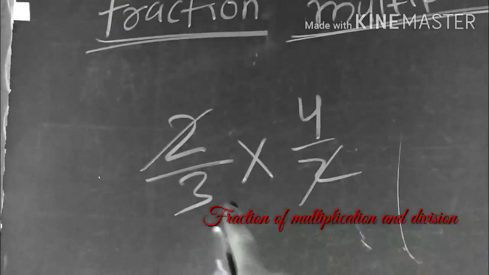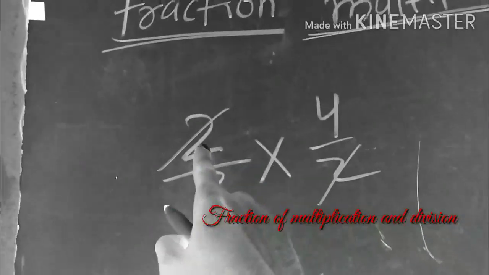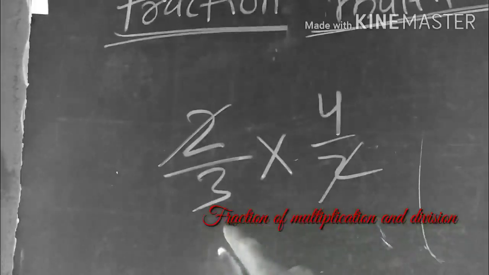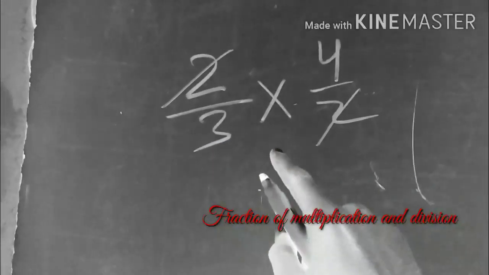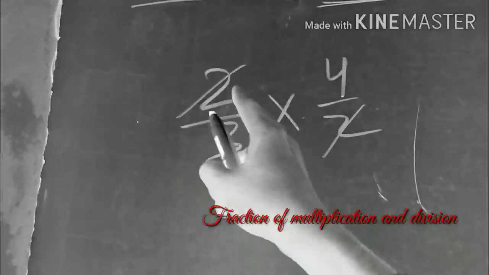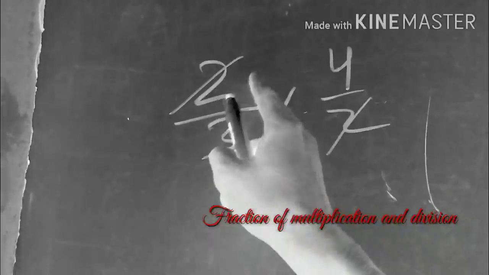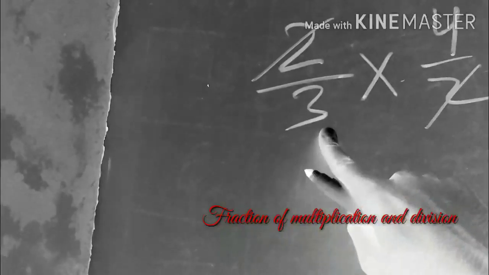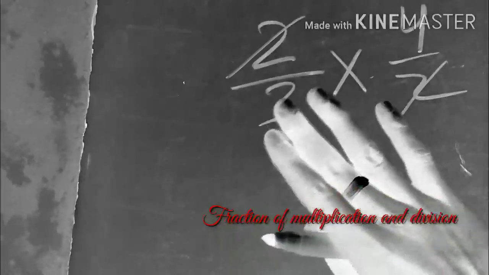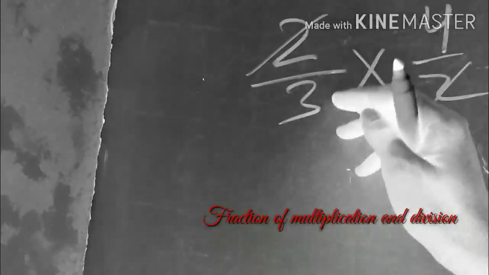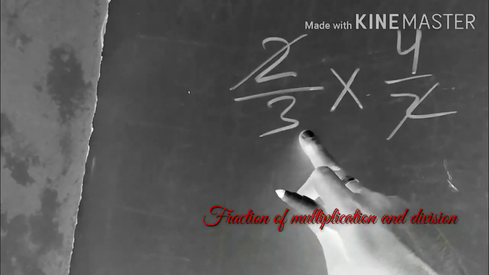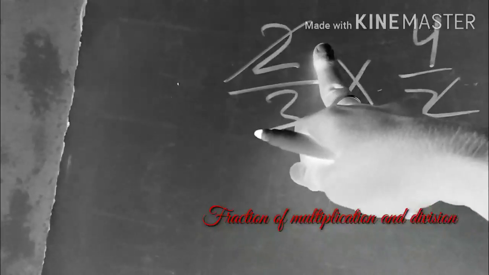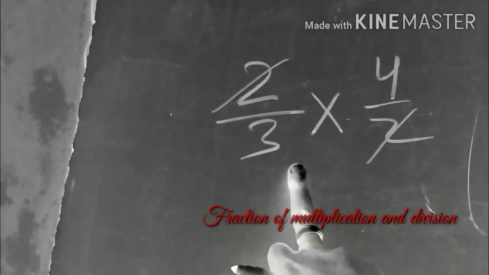The cancellation should be taken between a numerator and a denominator. Numerator and numerator should not be taken. That is wrong. So the cancelling out will be taken between numerator and denominator, that is, on opposite sides. Otherwise, if the numbers are on the same side, one in the numerator and another in the denominator, only then will the cancellation go ahead.